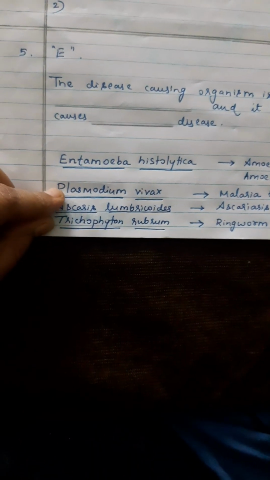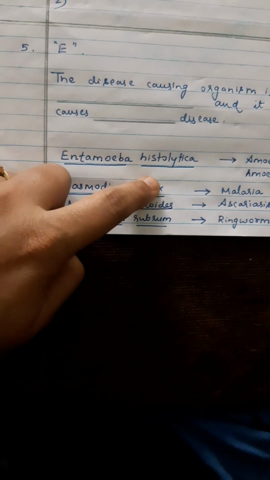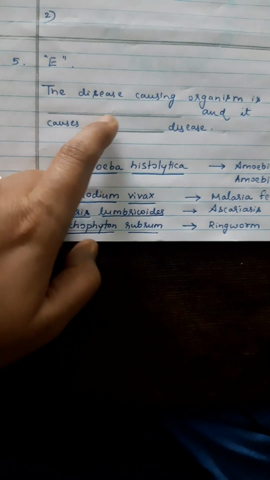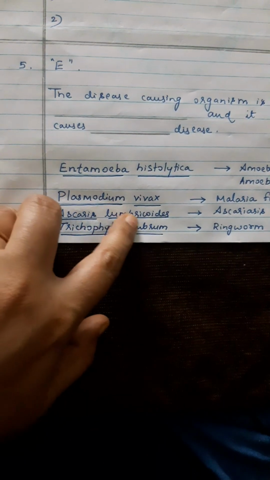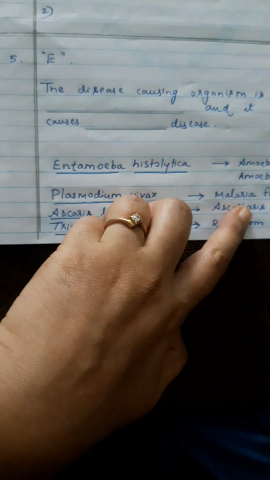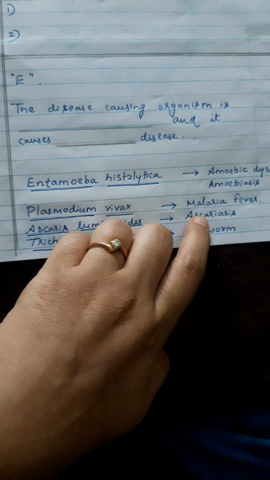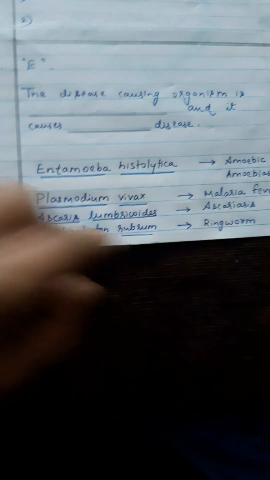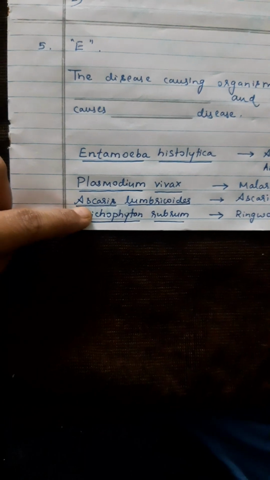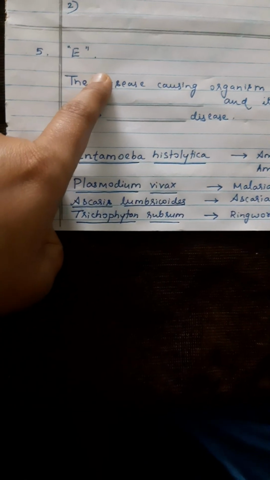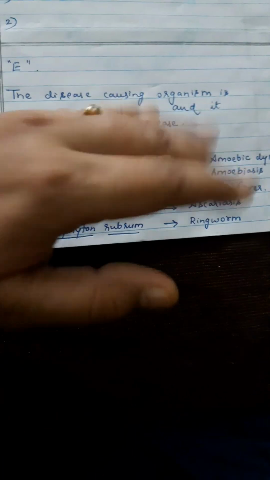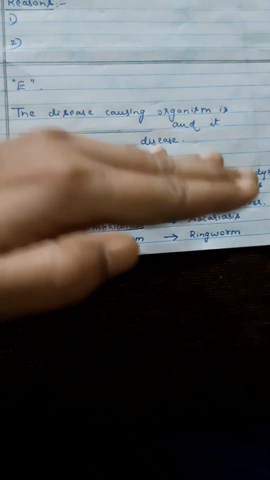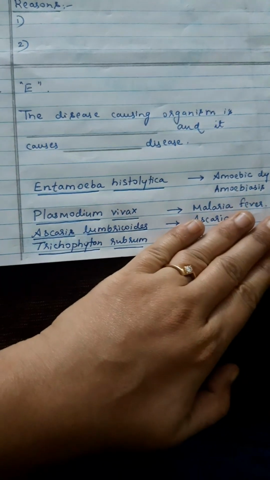Or you might have got Plasmodium vivax as the disease causing organism. In that case you have to write the disease as malaria fever. If you got Ascaris lumbricoides, the disease caused by Ascaris is ascariasis. Suppose you might get Trichophyton rubrum as a disease causing organism in your exam, then you have to write ringworm. I have shown all the disease causing organisms and what disease they cause.